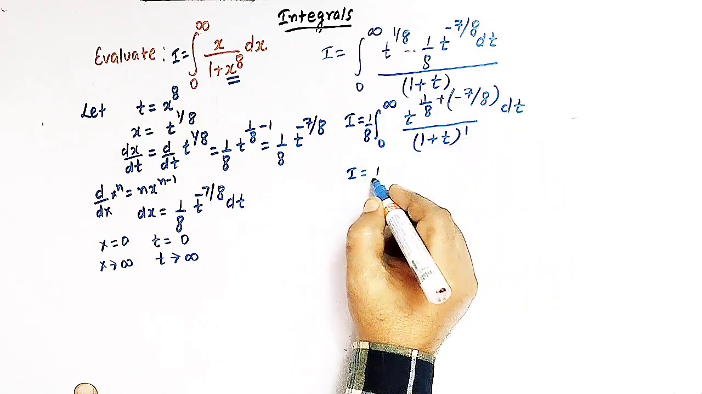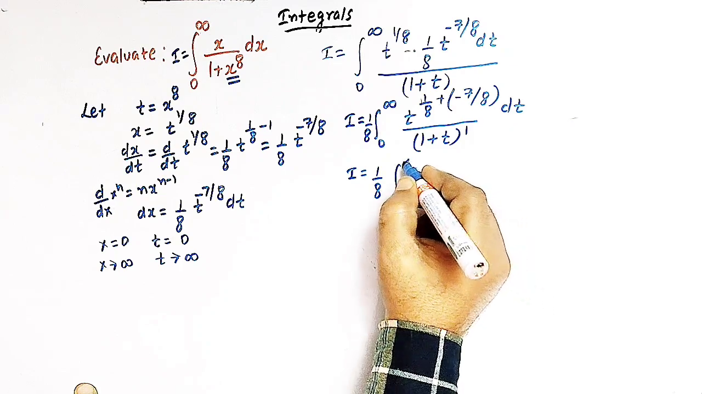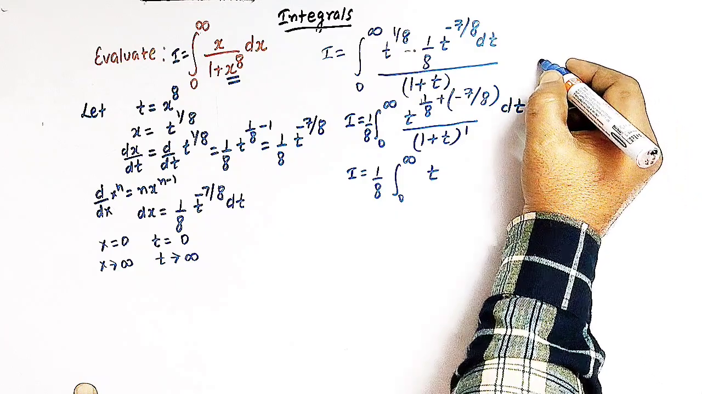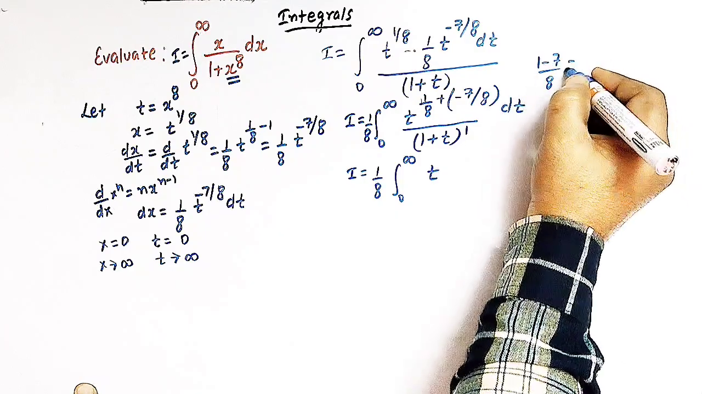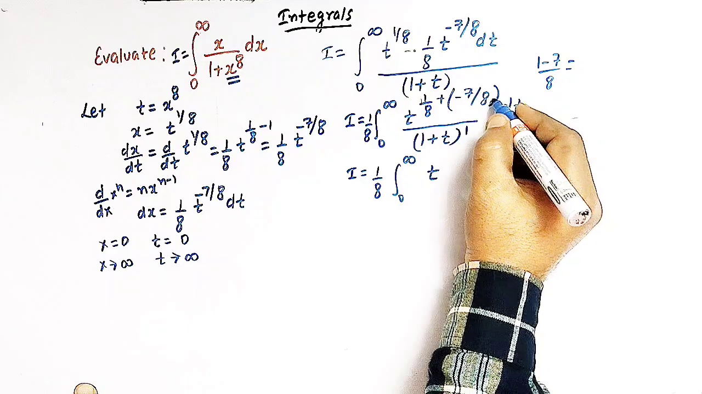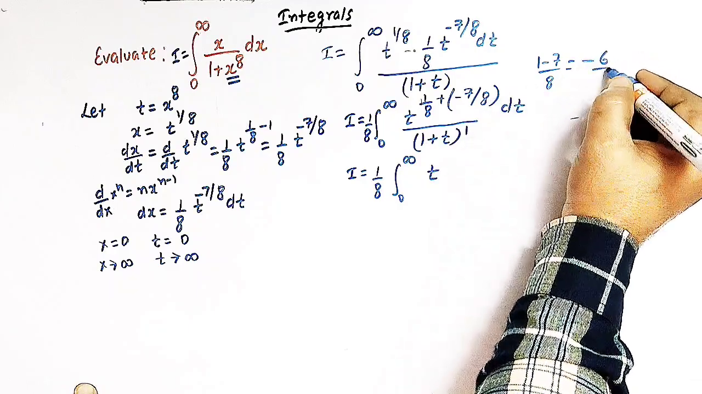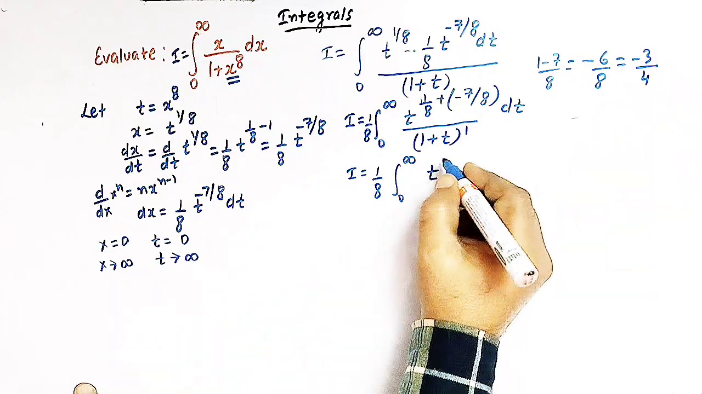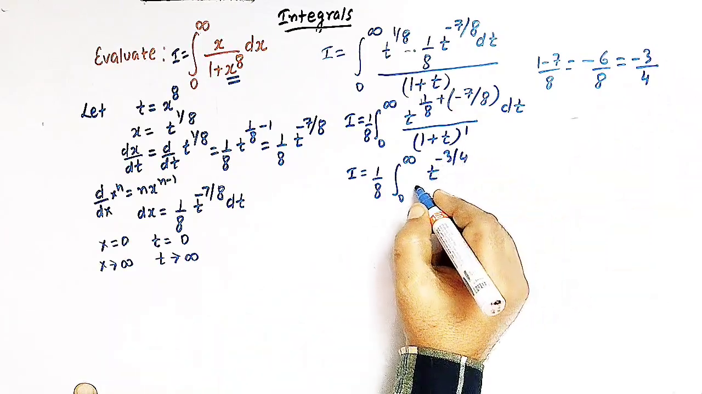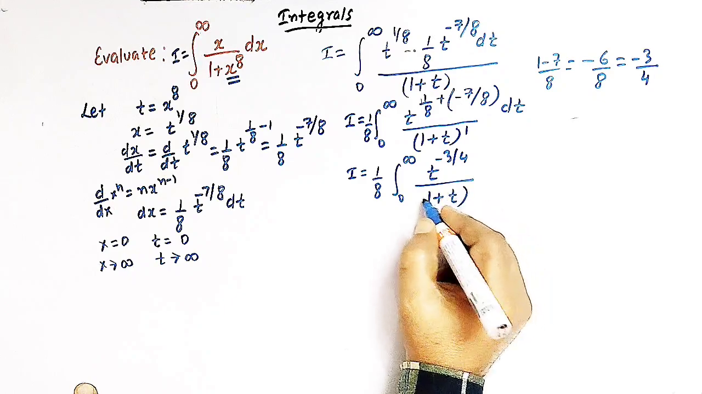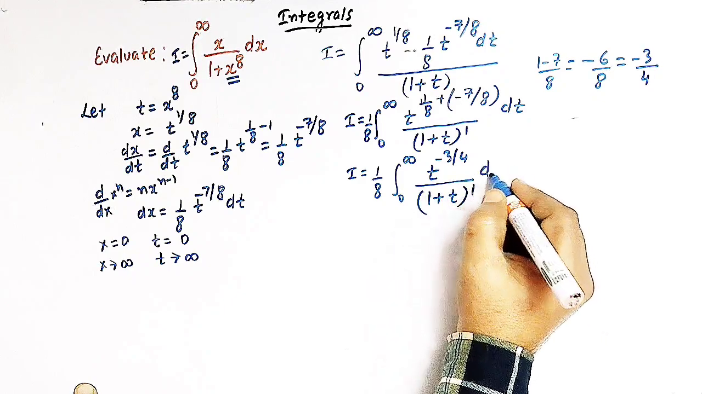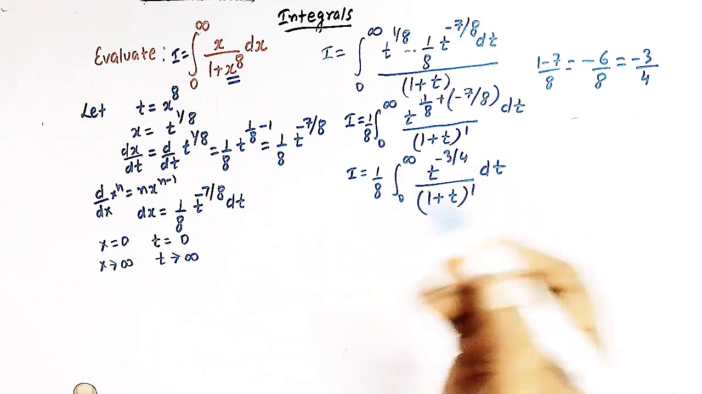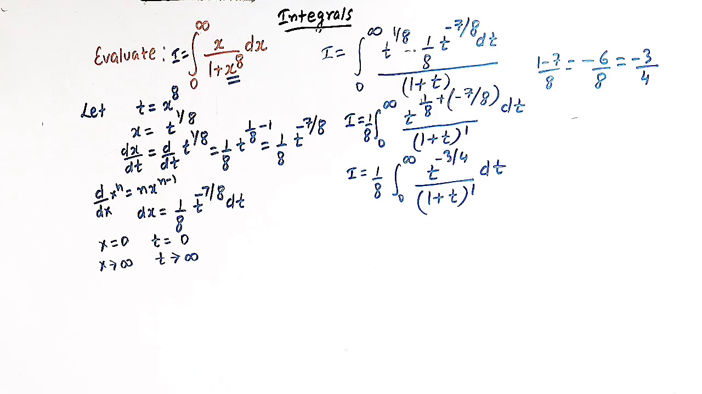So we can now have 1 over 8, 0 to infinity, and t raised to 1 minus 7 over 8, taking 8 as LCM. So we have minus 6 over 8. So this is minus 3 over 4. So we can now write minus 3 over 4 and 1 plus t raised to 1, and here we have dt. So let us now convert this integral into the beta function.